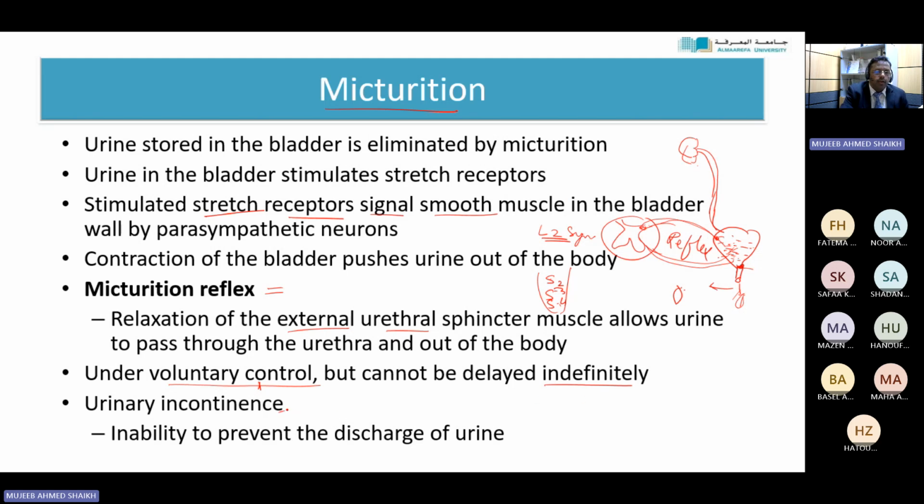What is urinary incontinence? It is inability to prevent the discharge of the urine. Normally, urine should not come out every time. Every second it should not come out. Whenever we try, that time it should come out. If it is coming out drop by drop anytime, this is called incontinence. We are not able to hold the urine.